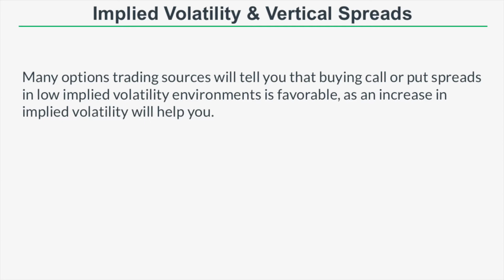Now, this is exactly the opposite of what many other people will tell you in terms of trading vertical spreads. So many options trading sources will tell you that buying call spreads or buying put spreads in low implied volatility environments is favorable because an increase in implied volatility will help your trade make money. And that is just not true. In fact, if you're trading a vertical spread and the stock moves in favor of your spread while implied volatility is increasing, you'll actually have less profits than you would have with a decrease in implied volatility, or if implied volatility had just stayed flat.